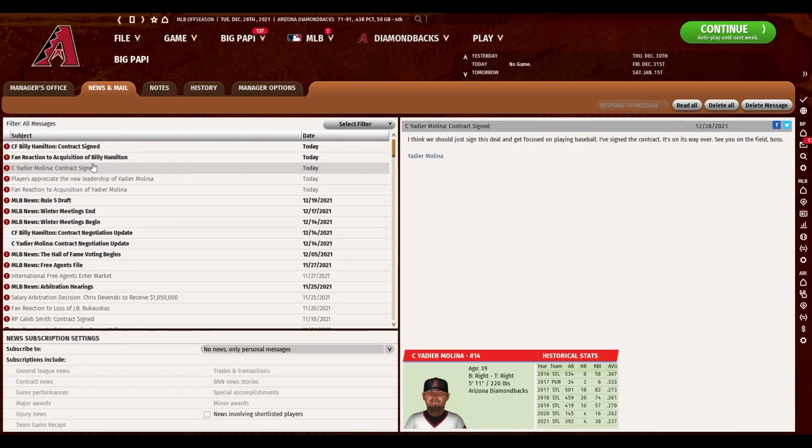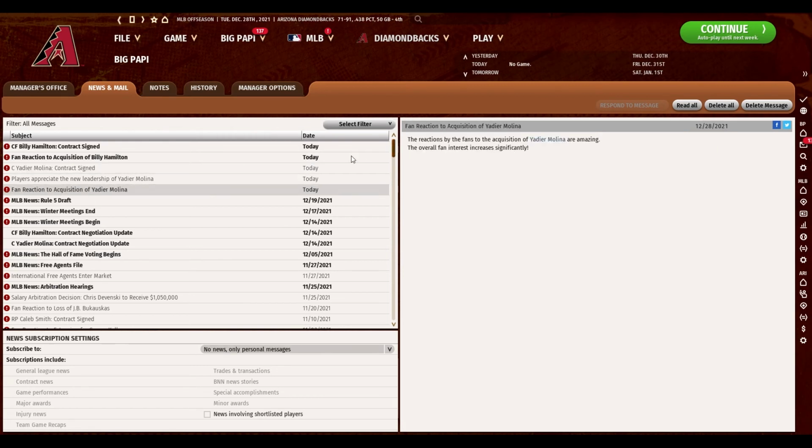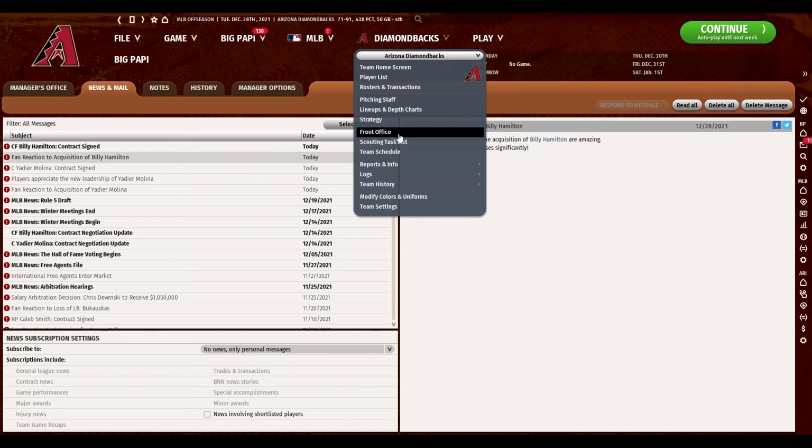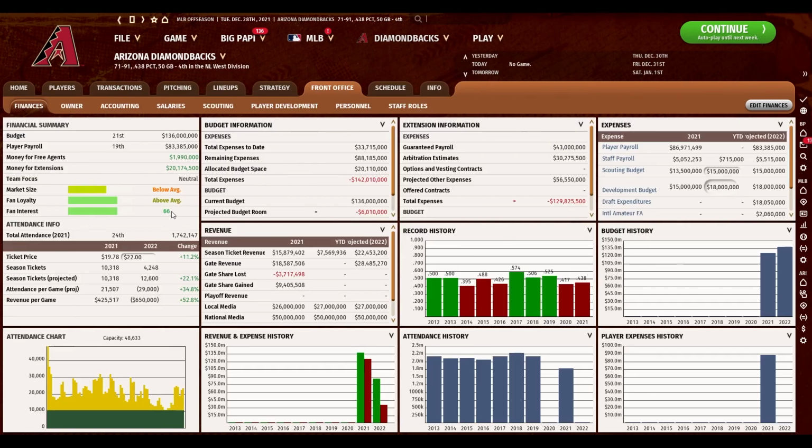We get a fan interest bump for Yadier Molina, which is significant. We get a fan interest bump for Billy Hamilton, which is significant. So we spent about $2.5 million on free agents, shored up a position of need, backup catcher, and our fan interest jumped up to 66. And because we bumped our ticket prices, we now have a ton of extra money coming in. You can see this year we're only at 1.9, but next year for extensions, we're already up to $20 million. So we've gone from 50 to 66 in fan interest in less than a calendar year.